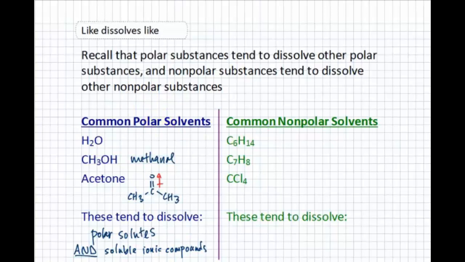Now, nonpolar solvents that are common, things like hexane. Remember, that's just 6 carbons all in a row. This is toluene. Nonpolar again, because they're both hydrocarbons, and hydrocarbons are nonpolar. This is carbon tetrachloride.